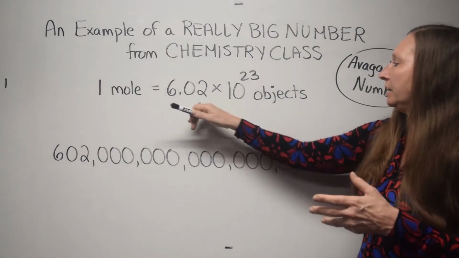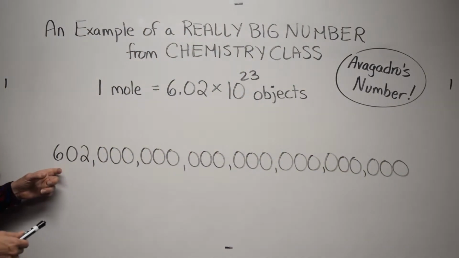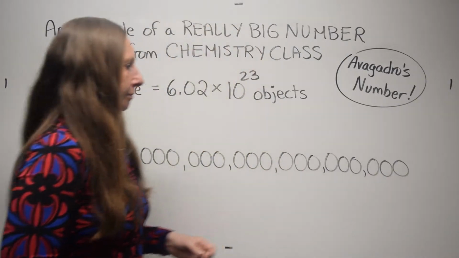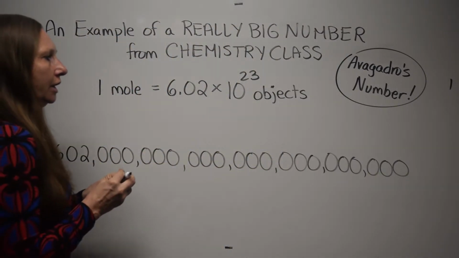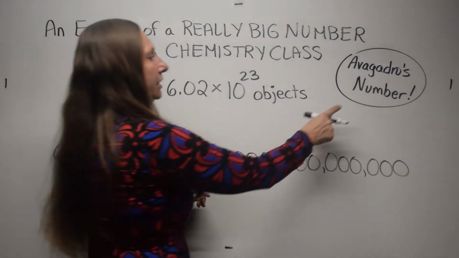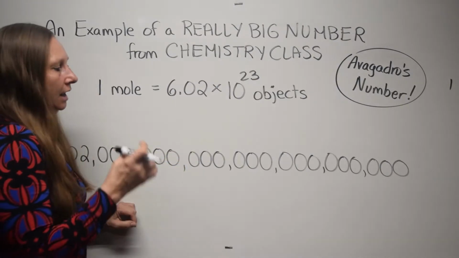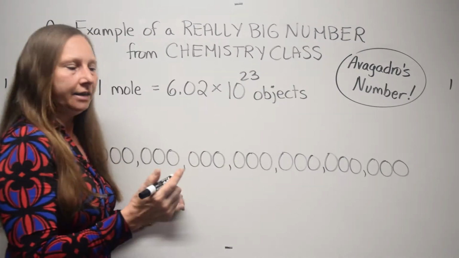Now, how do you write this in decimal form? It's 602 and 21 zeros. All right, 7 groups of 3 zeros. This is called Avogadro's number also, this number in chemistry. Let's look at how we would name a number like this.